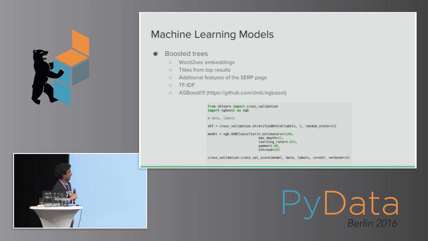And God bless Tianqi Chen for writing XGBoost. It's the most awesome gradient boosting library I've ever seen. And it takes like 10 lines of code to implement it in Python.